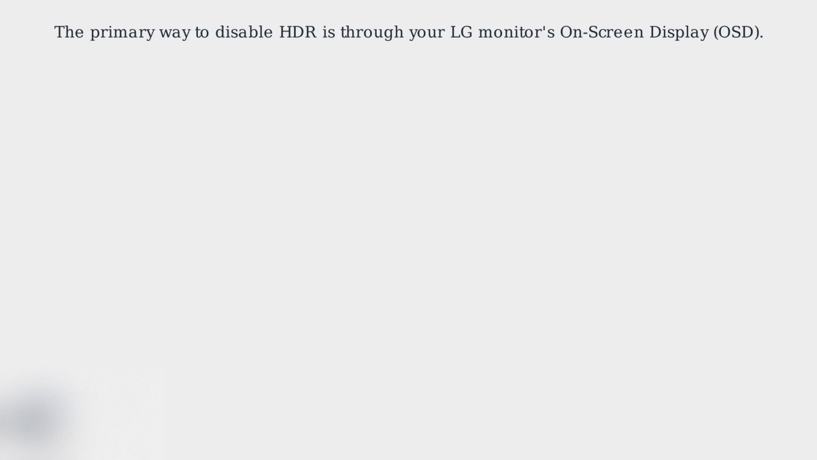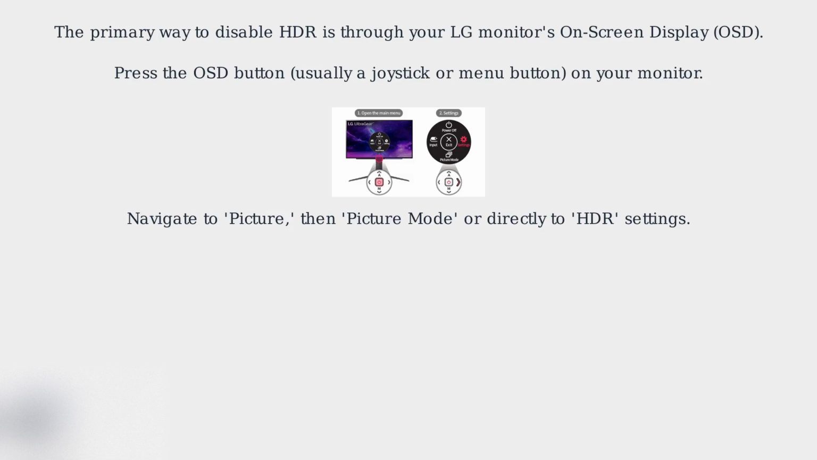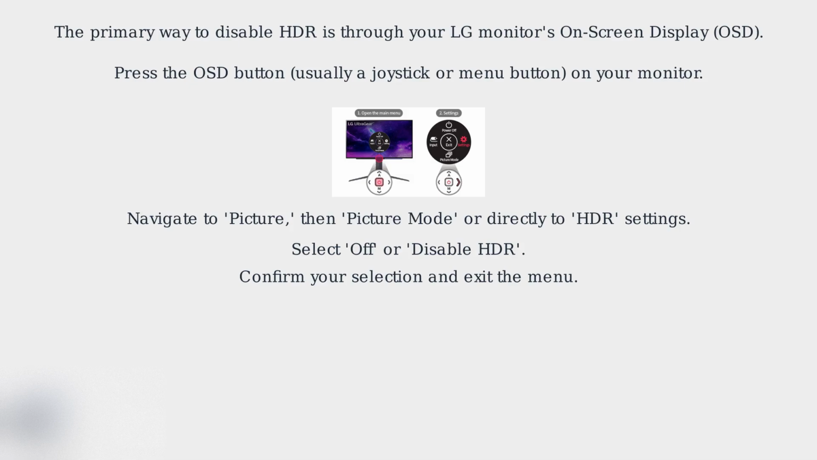The primary way to disable HDR is through your LG monitor's on-screen display, OSD. Press the OSD button, usually a joystick or menu button, on your monitor. Navigate to Picture, then Picture Mode, or directly to HDR settings. Select Off, confirm your selection, and exit the menu. This is the most reliable method.